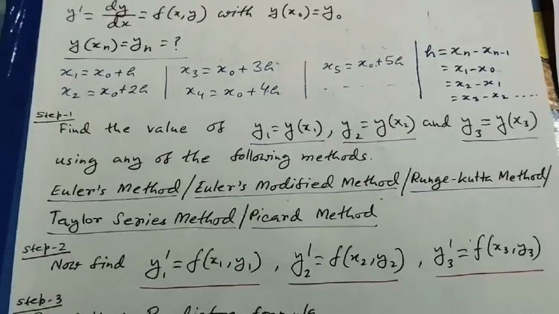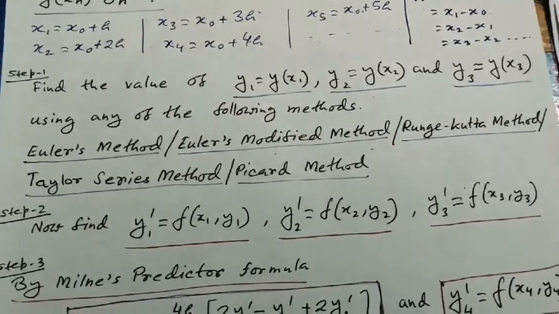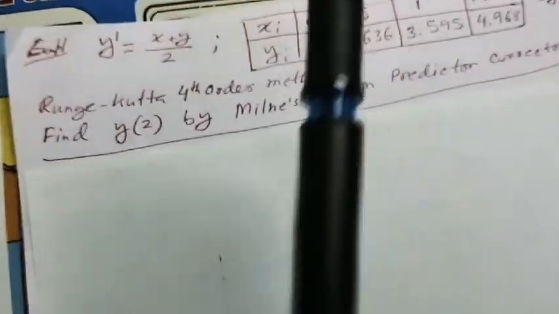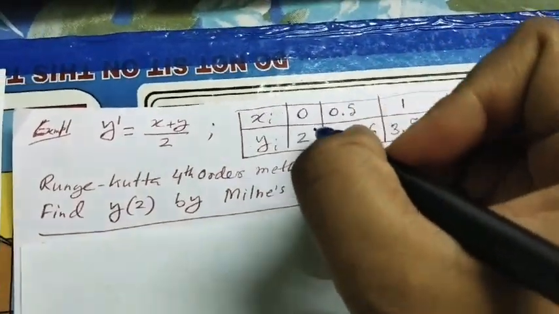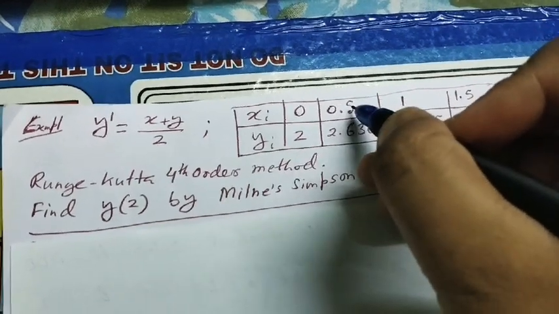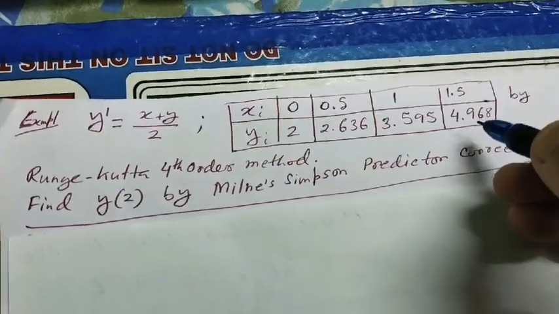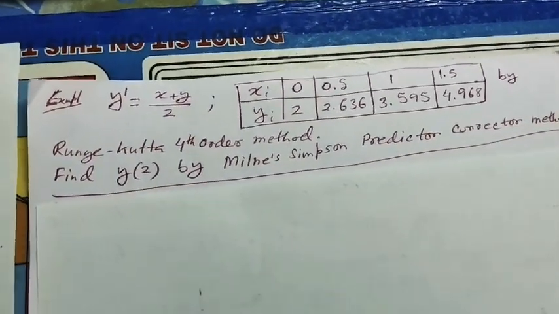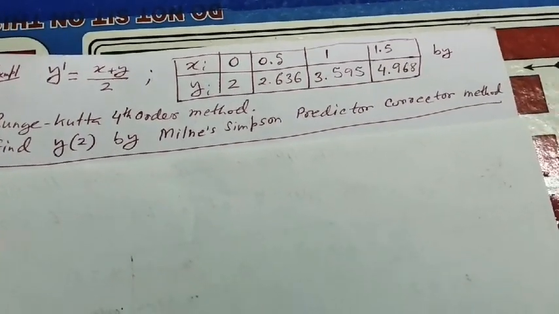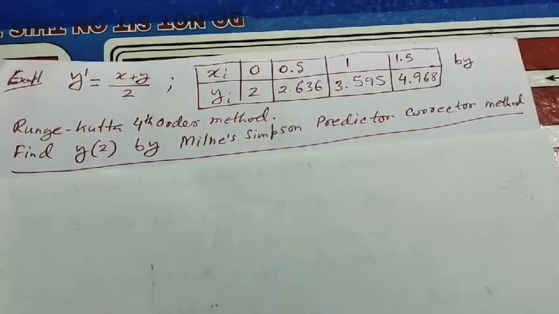As it is already given in the question, we will find out only y1 dash, y2 dash and y3 dash. Because we have these values, this will be x0 y0, x1 y1, x2 y2 and x3 y3. So these values are given. Now find y2 by Milne-Simpson predictor-corrector method. So that is the main question.